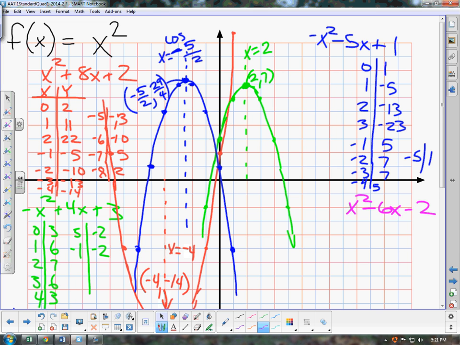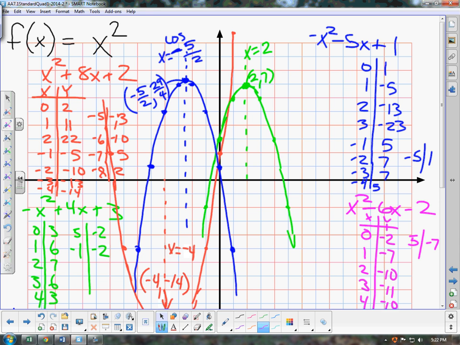And then our fuchsia group, you should have values for that one as, let's see, 0 is a negative 2, 1 is a negative 7, 2 is a negative 10, 3 is a negative 11, 4 is a negative 10, 5 is a negative 7, and so on and so forth.